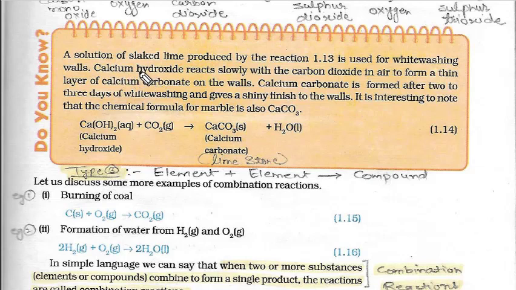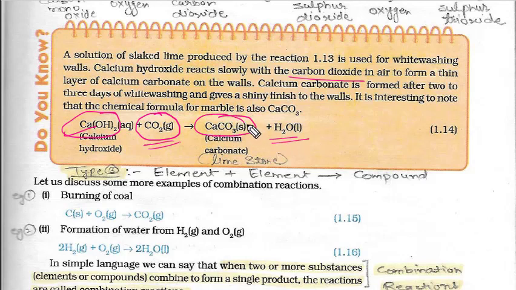Then what will happen? Calcium hydroxide reacts slowly with carbon dioxide in the air. That means when you whitewash the slaked lime, it will react with the carbon dioxide. This is your calcium hydroxide, which is your whitewash. You have put it on the walls. Now it will react with carbon dioxide when it is getting dried up. Okay, so when the whitewash is getting dried up, it will react with carbon dioxide. So when it reacts with carbon dioxide, it will form calcium carbonate plus water.